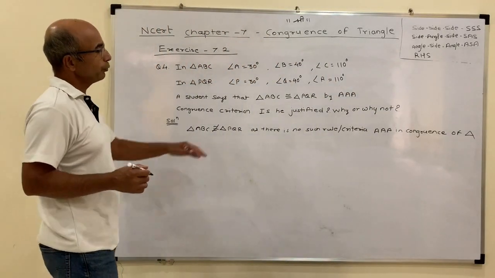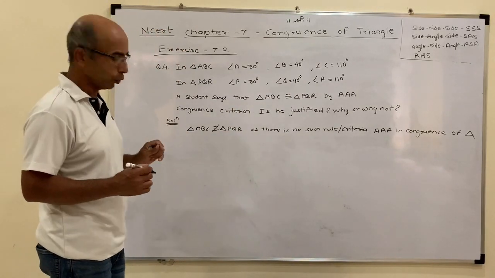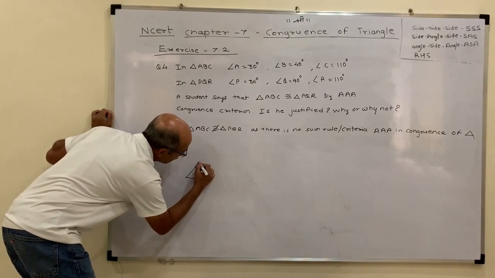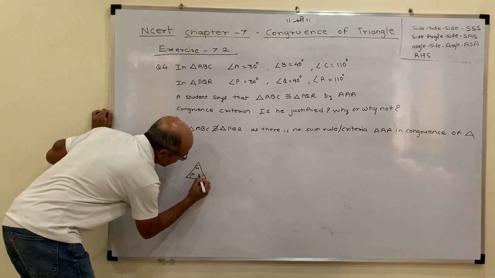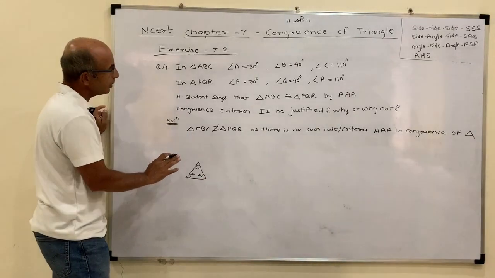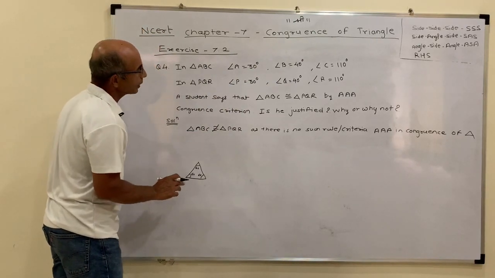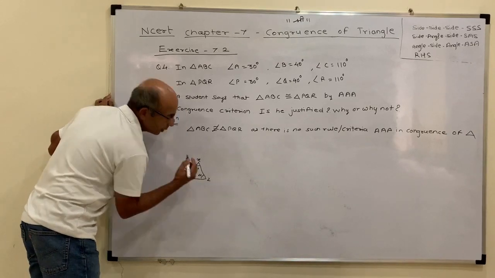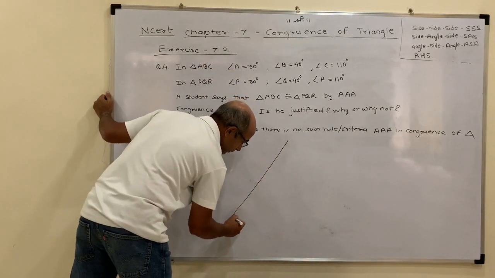Now, since we have written all the rules, how is this not possible? Let's have a look. Now, this is my triangle. This is 60 degrees, this is 60 degrees, and this is 60 degrees. I am taking an example, so don't mix this up with this problem. So this is my triangle XYZ. Now, I am drawing another triangle.